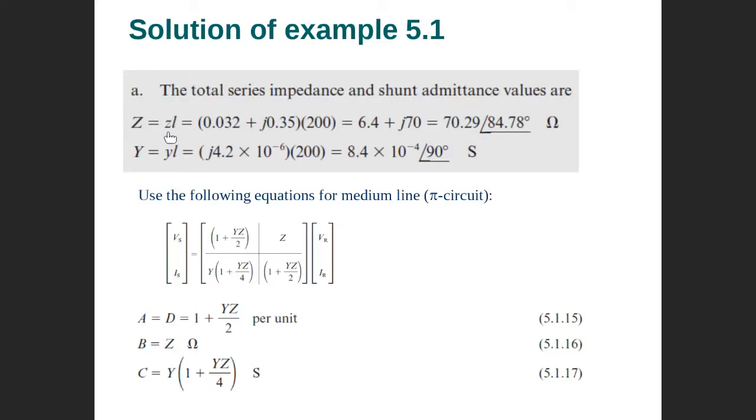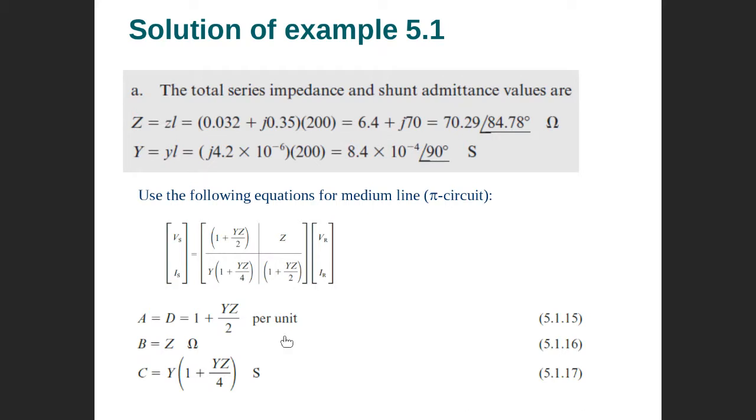So when we have Z and Y, we just plug in these values and calculate them. As I told you, please practice how to deal with complex numbers using your calculator. Just plug in these values, and then VR and IR, you need to find these. So you find the ABCD parameters, which are these. A equals D, etc. We already discussed this.